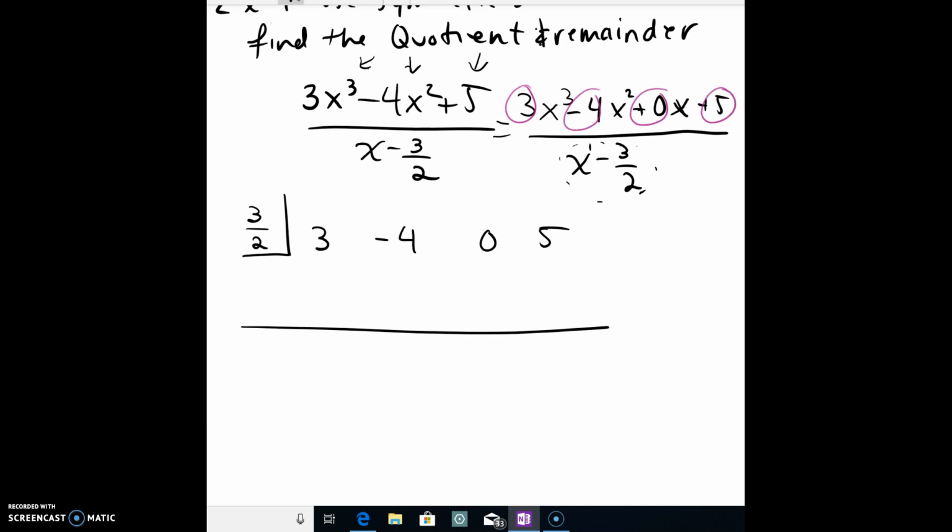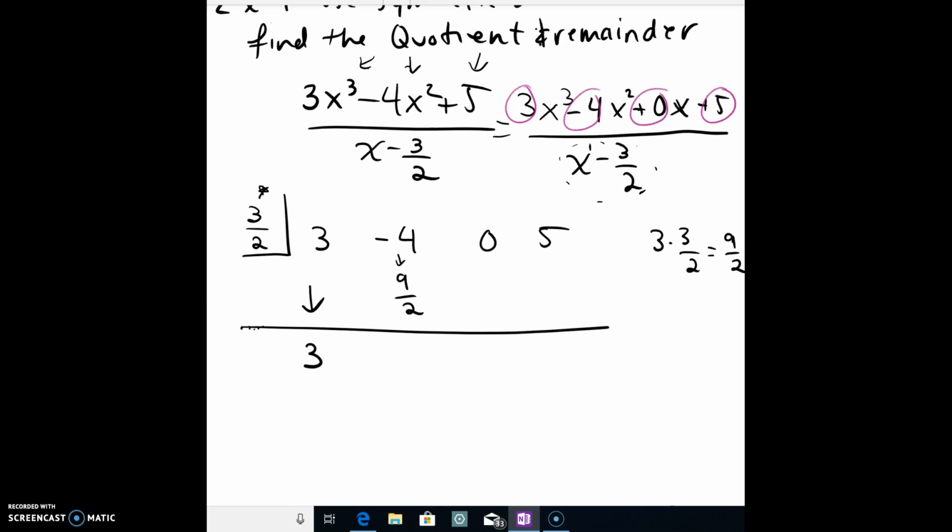So synthetic division works as follows. We're going to drop our first term, and our first term is 3, so I'm going to drop my 3. Once a term drops below this horizontal line, then we're going to multiply it by the 0, the number in the chair. So 3 times 3 halves is the same thing as saying 9 halves. So over here, we're going to put 9 halves. Okay, so in this case now, we're going to add down.